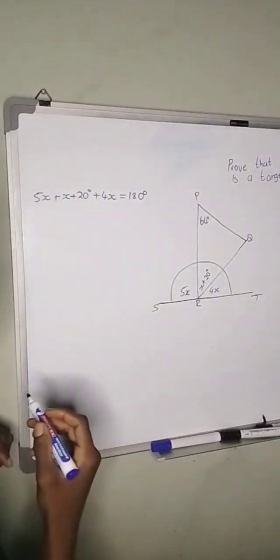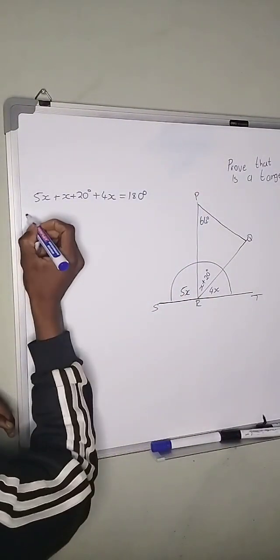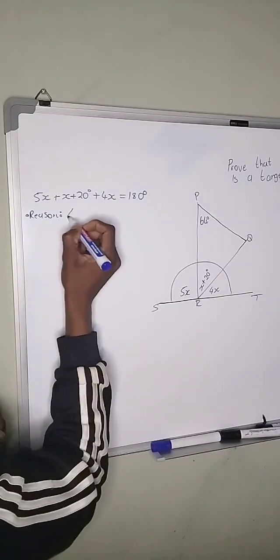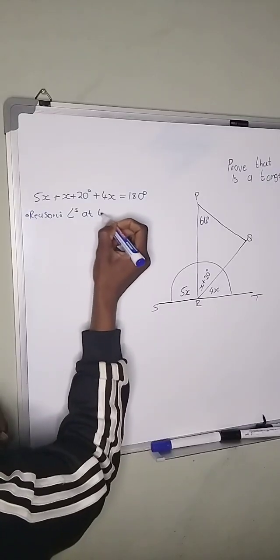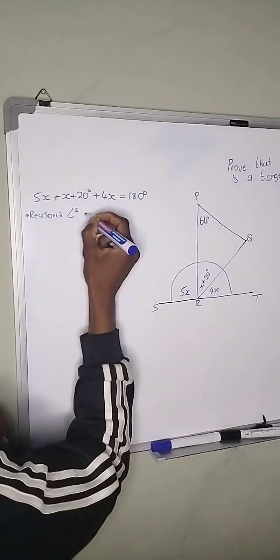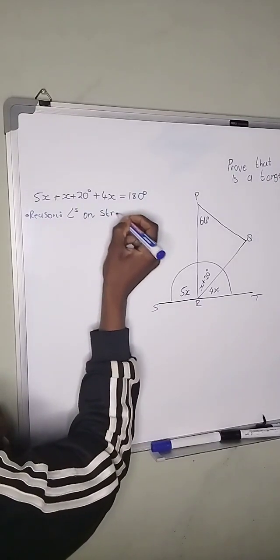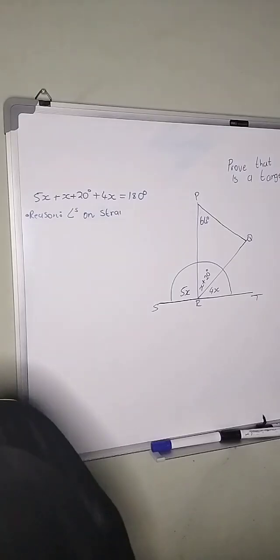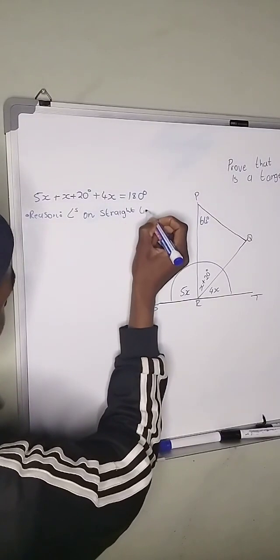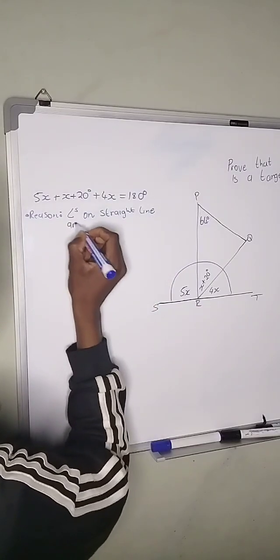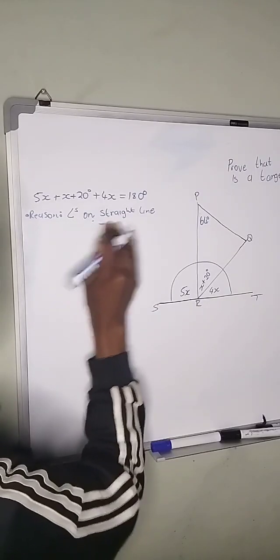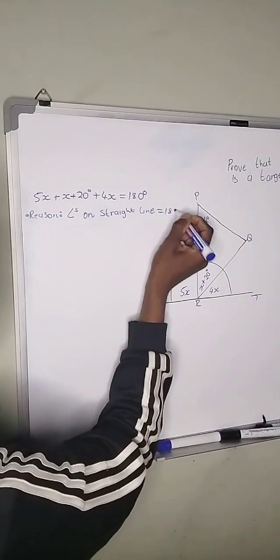So what is the reason? The reason is going to be angles on a straight line, maybe let me correct the English, angles on a straight line equal 180. Finish.